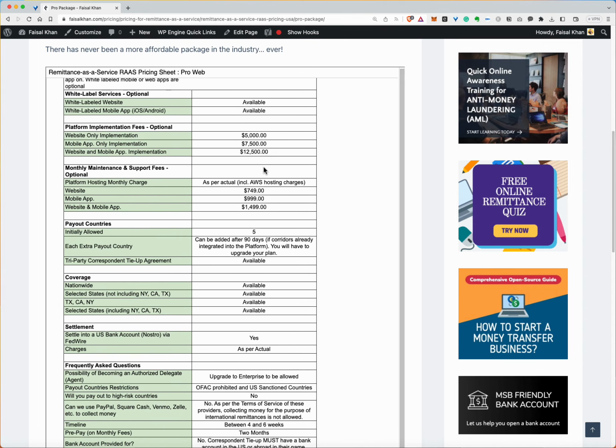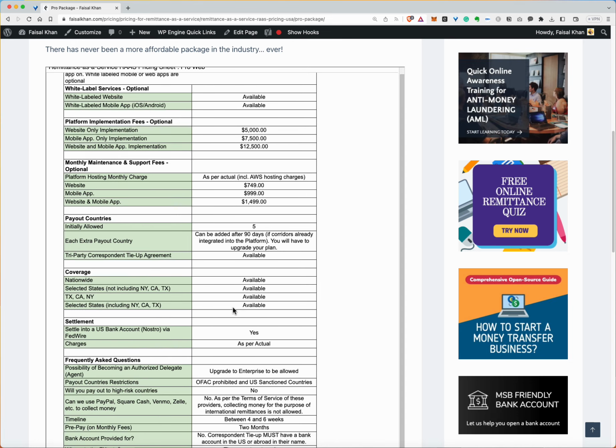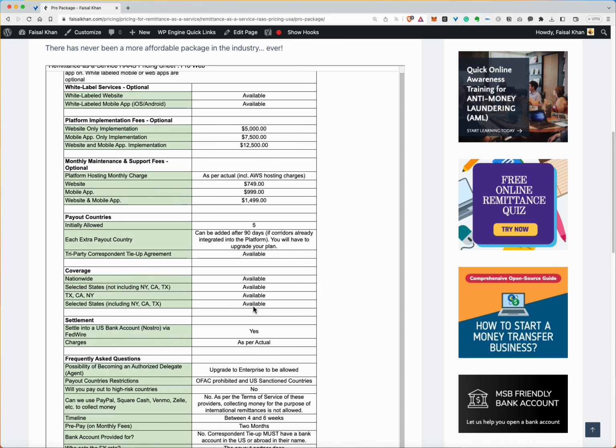The number of initial payout countries allowed is 5. Can you add more? Yes, after 90 days, you can add more. Tri-party correspondent agreements are available. If you don't know what a tri-party correspondent tie-up agreement is, there is a video that I've done on it. And then, again, nationwide coverage is available. Selected states is available, including Texas, New York, and California.